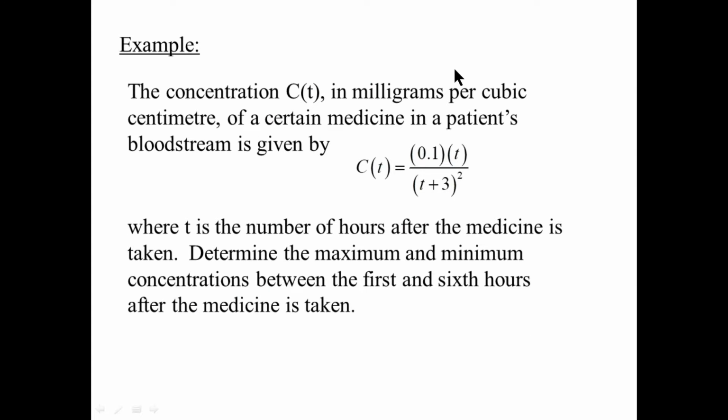Example, the concentration C of T in milligrams per cubic centimeter of a certain medicine in a patient's bloodstream is given by a function, where T is the number of hours after the medicine is taken, or possibly injected. Determine the maximum and minimum concentrations between the 1st and 6th hours after the medicine is taken. Solution, set C prime of T equal to 0.